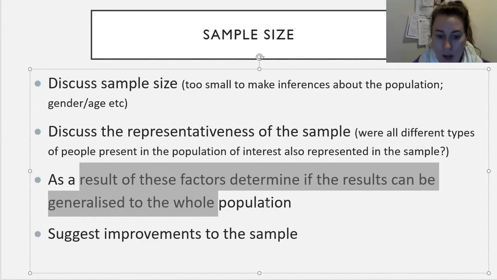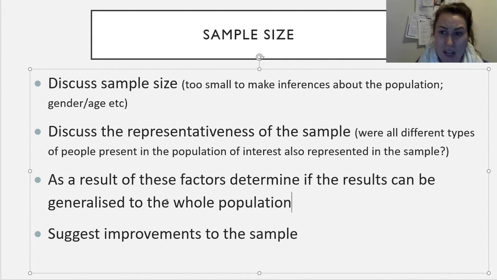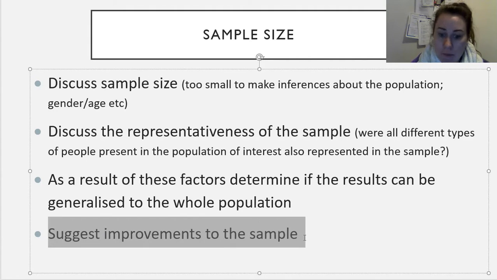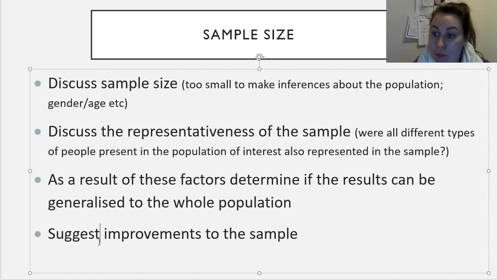Then the same thing as what I just said: can it be generalized to the whole population? Can it, can't it, why not? Suggest improvements. That's one of the achievement standards for this assignment, your ability to suggest improvements. So suggest an improvement to make the sample better.